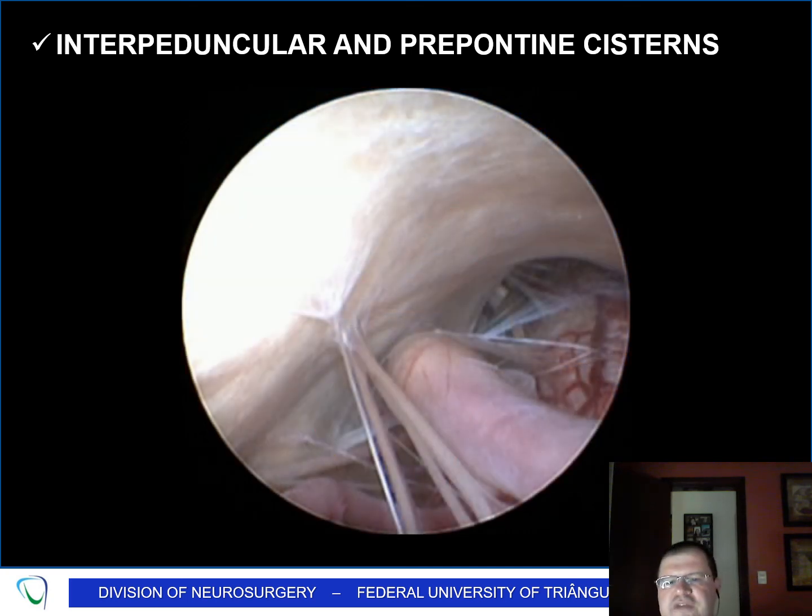One more inferior view, we can see the foramen magnum here, the bulb, the vertebral artery, in this case the left vertebral artery, a PICA artery here, posterior inferior cerebellar artery, and the hypoglossal nerve here. Several fibers of the hypoglossal nerve, and here the clivus towards the foramen magnum.